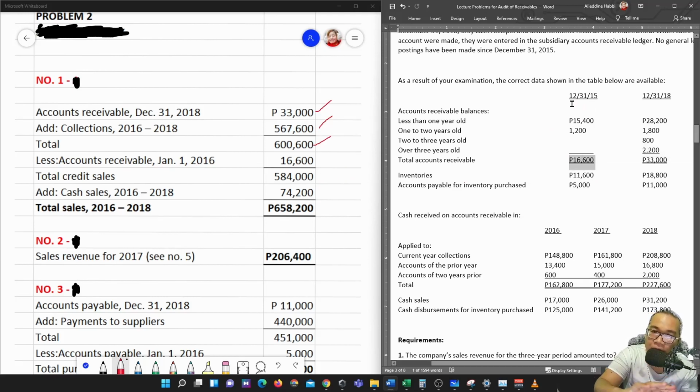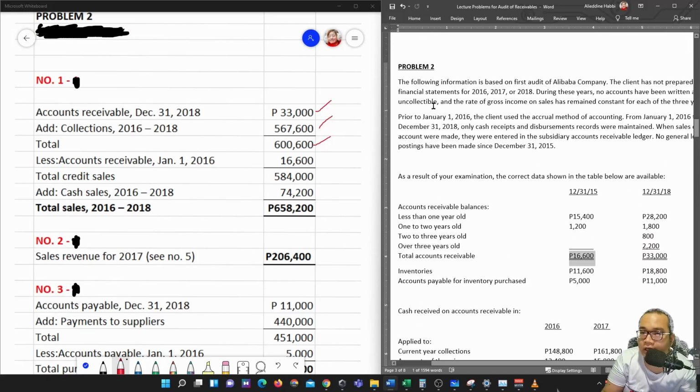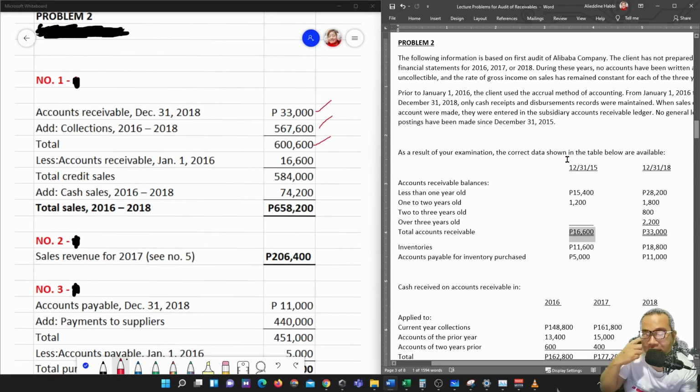Yung ending balance ng previous, yun yung beginning balance ng current, diba? Ganun yung logic. So, alam mo yung 16,600, mayroon pa dyan na kasama ng 33,000 na pasok pa, hindi pa nabayaran. Kasi nga, wala kayong niritten as uncollectible. Kasi sure na sure kayo na may kasama pa dyan na 16,600 from the previous, from 2015 and below, na nasama dito sa 33,000.